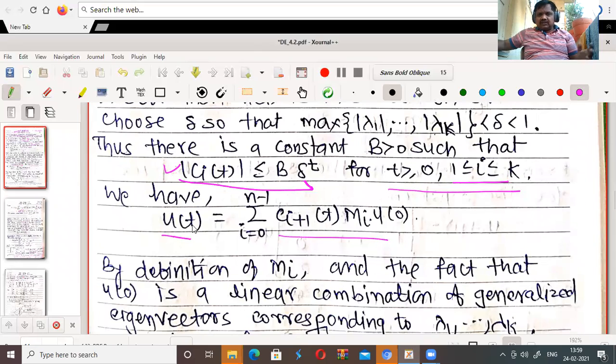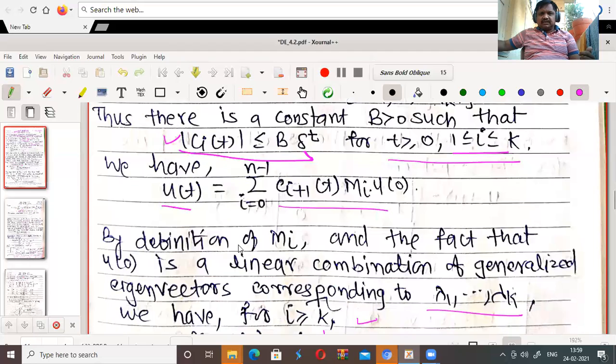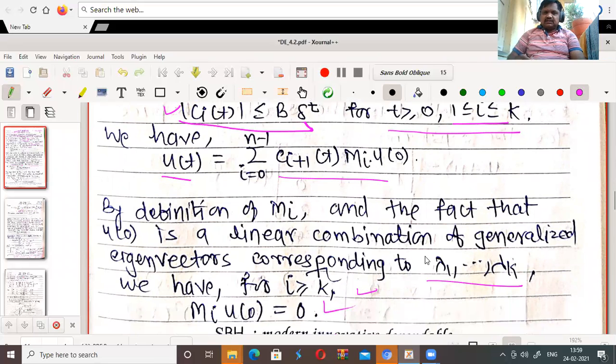We also know that u(t), which is the solution, is given by the sum for i from 0 to n minus 1 of c_{i+1}(t) M_i u(0). By definition of M_i and the fact that u(0) is a linear combination of generalized eigenvectors corresponding to lambda 1 up to lambda k, that is, u(0) equals c1 v1 plus c2 v2 plus up to plus ck vk, therefore for i greater than or equal to k, M_i u(0) must be equal to 0, as u(0) is only a linear combination of these and the remaining terms will be 0.